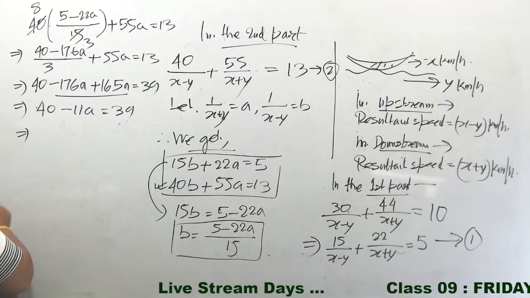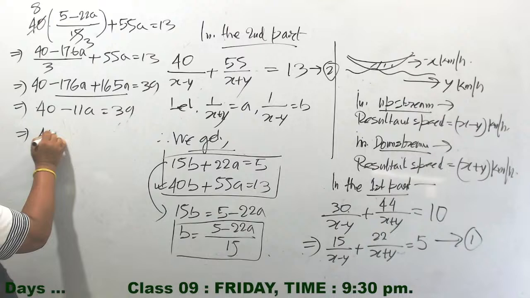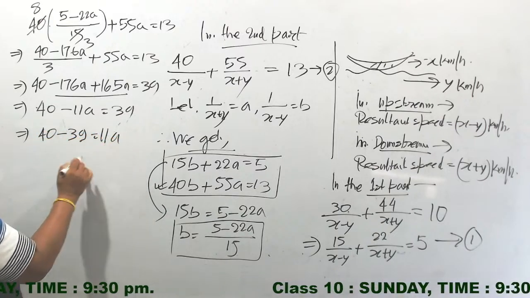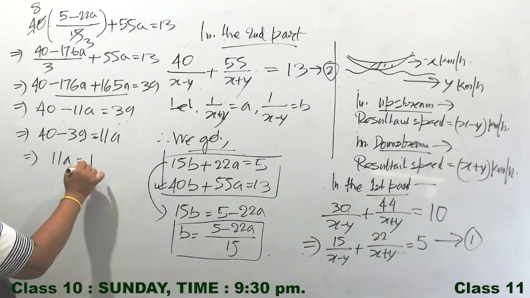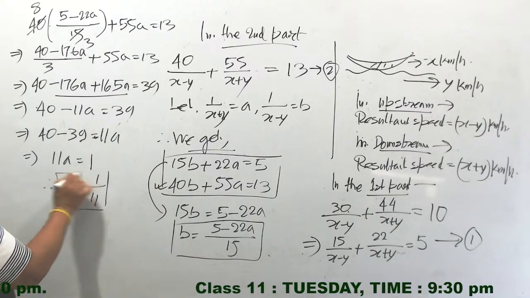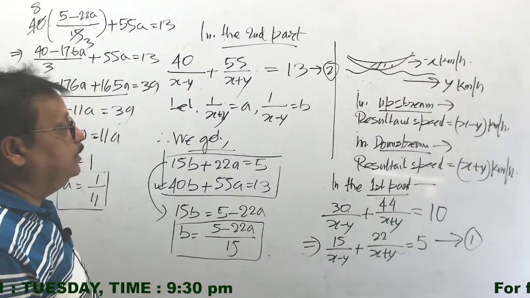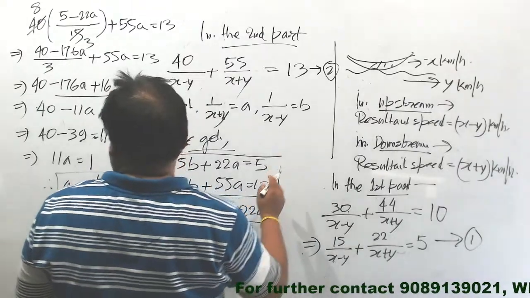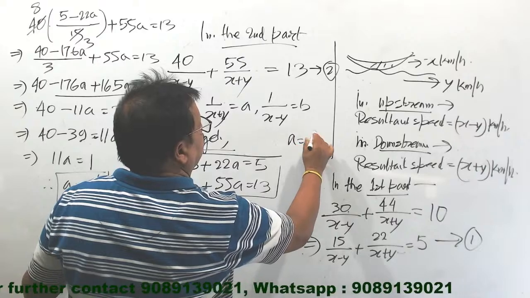This implies 40 minus 39 is equal to 11a. Understood? This implies 11a is equal to 1. Therefore, a is equal to 1 by 11. So you got a is equal to 1 by 11. Very good. Lengthy process. I am writing here: a is equal to 1 by 11.